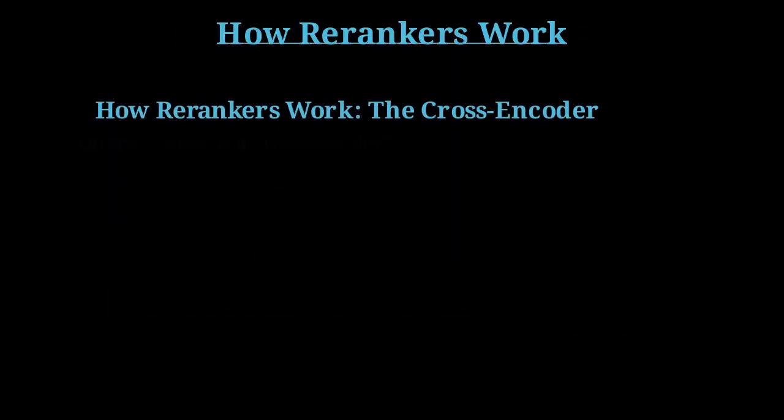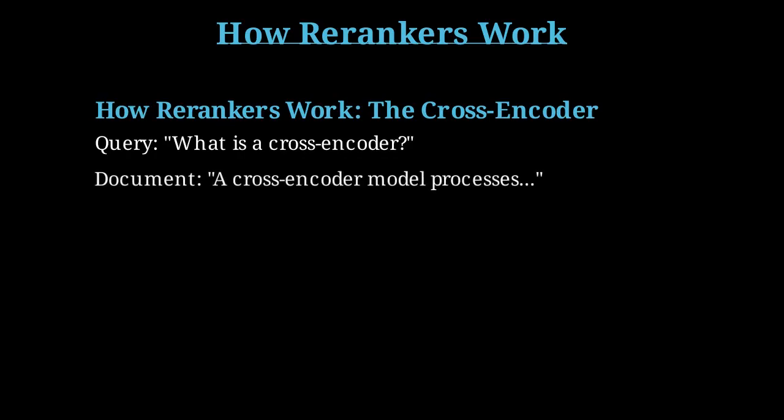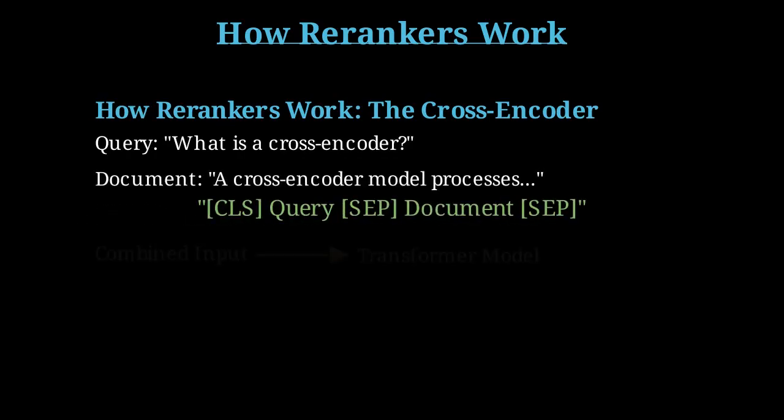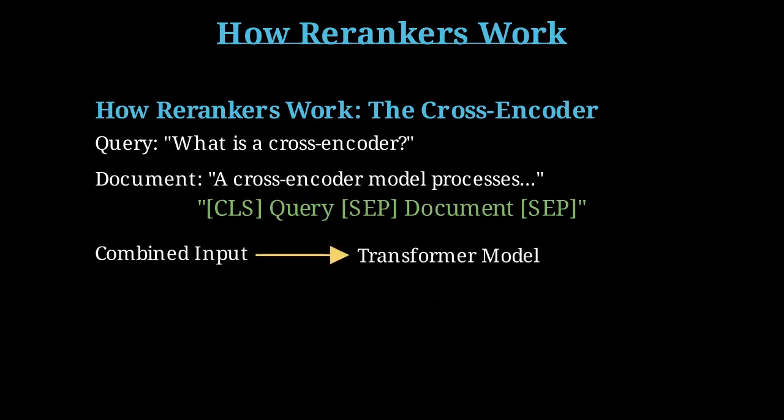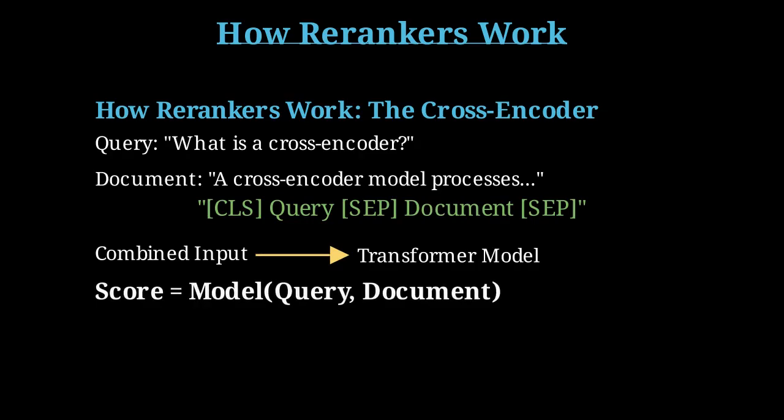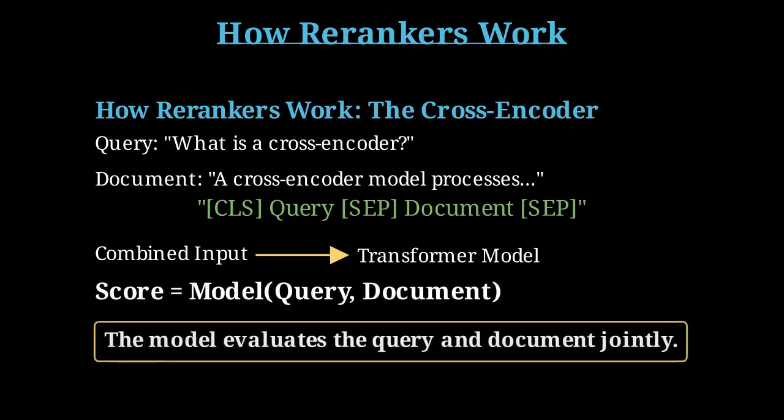Unlike the initial retriever, which encodes the query and documents separately, a common type of Reranker called a cross-encoder looks at the query and each document together. It concatenates the query and a document, passes them through a sophisticated transformer model, and outputs a single score indicating their relevance. This joint processing allows the model to deeply analyze the interactions and nuances between the words in the query and the document, leading to a much more accurate relevance score.